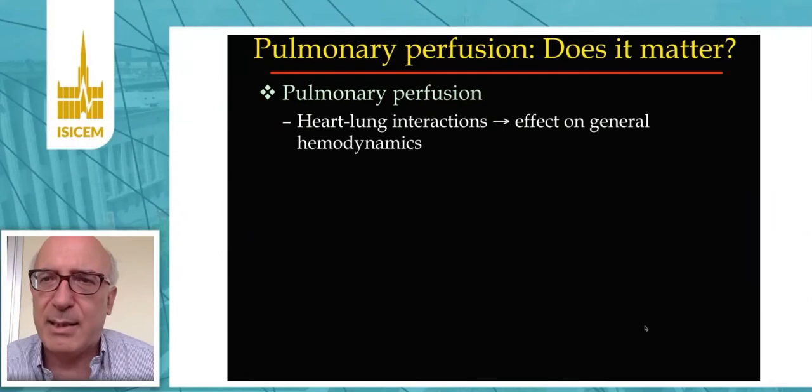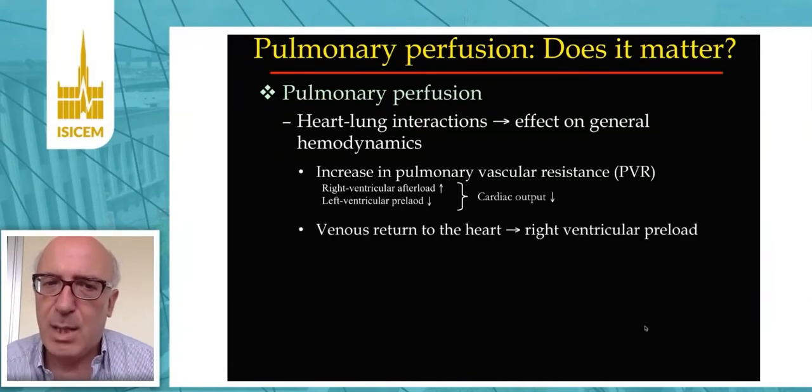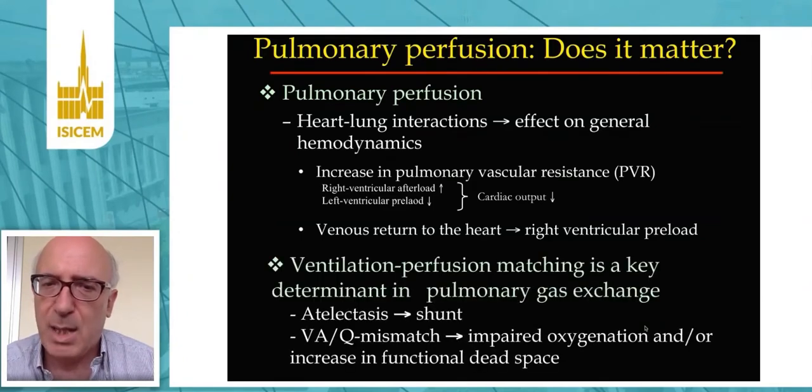Why does pulmonary perfusion matter? Because pulmonary perfusion reflects the interaction between the heart and the lung and has a major effect on general hemodynamics. This may be associated with an increase in pulmonary vascular resistance due to changes in right ventricular afterload or left ventricular preload, thus affecting cardiac output. It has an impact on venous return to the heart and specifically on right ventricular preload.